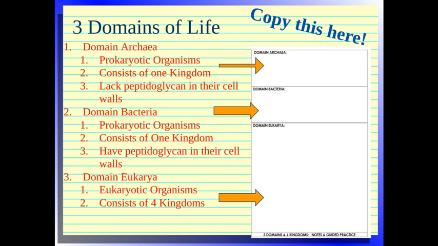Then we have the domain bacteria, which also is a prokaryotic organism. It consists of one kingdom, also just like the archaea domain, which is going to be eubacteria. And this one has the peptidoglycan in their cell walls. So that's the main difference between those two domains. Then the third domain is completely different than the other two. It is eukaryotic organisms, and instead of having one kingdom, it will have 4 kingdoms.